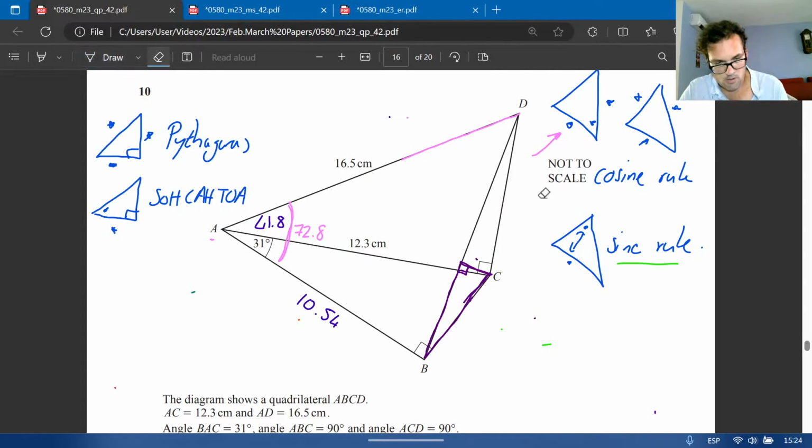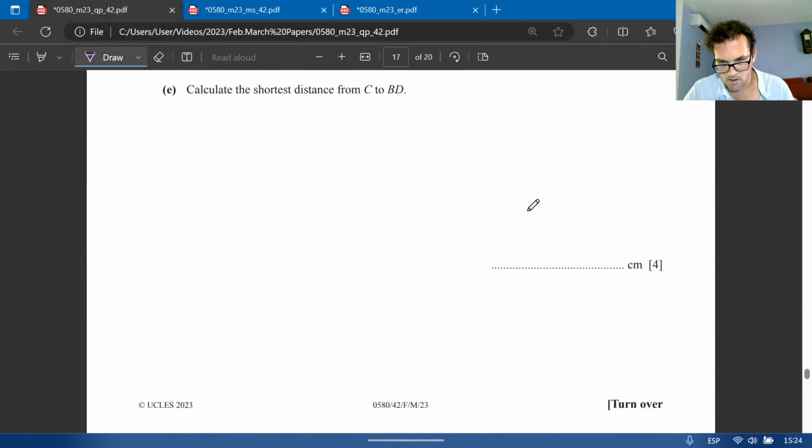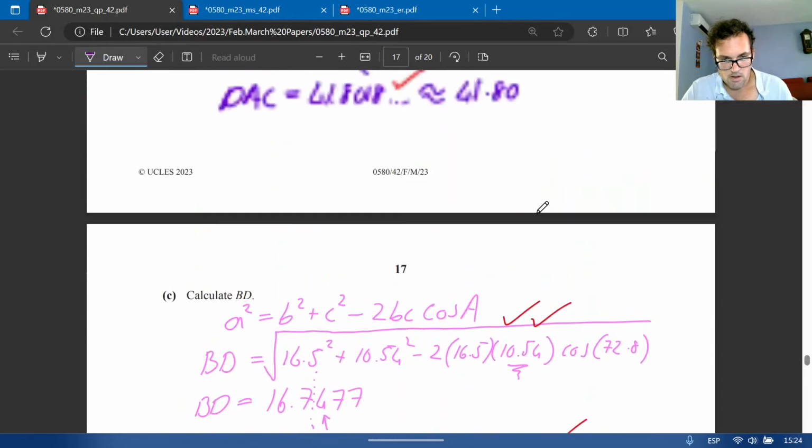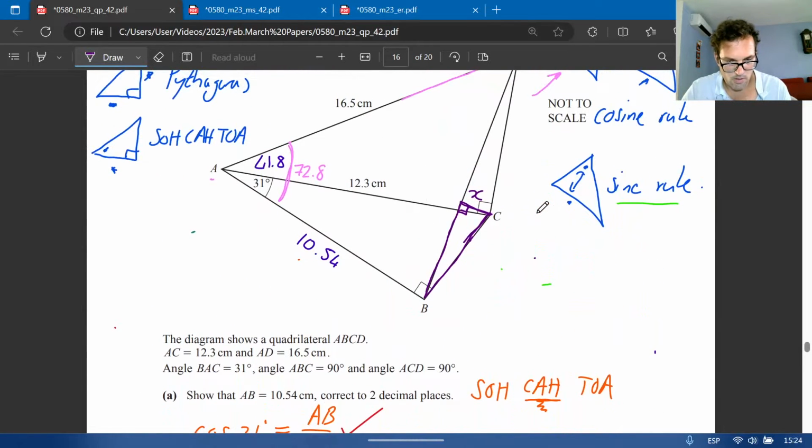Let's call it X, because I don't have a name for that point. From C, C is a point, BD is a line. The shortest distance from C, the point, to BD, that line, will form a 90-degree angle there. That's what they meant. That's maybe what people struggle to understand.